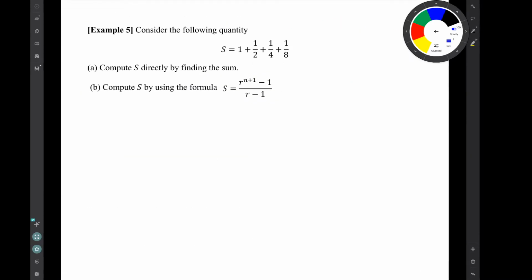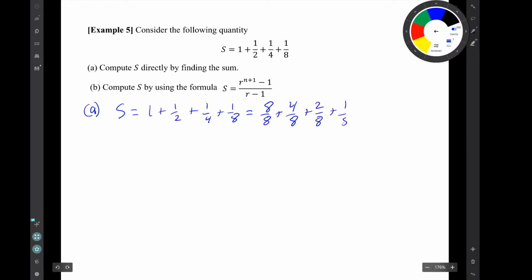Example 5, consider this quantity. Compute S directly by finding the sum, and then in question B, compute S using that formula. So to compute S directly, we just simply add up those numbers. We get an answer 15 over 8.